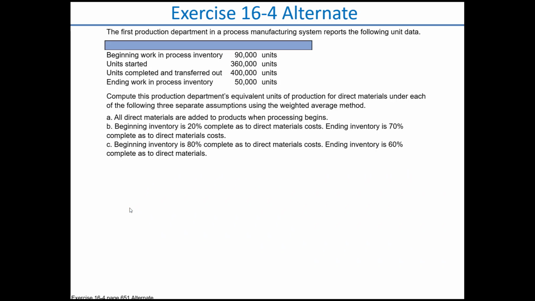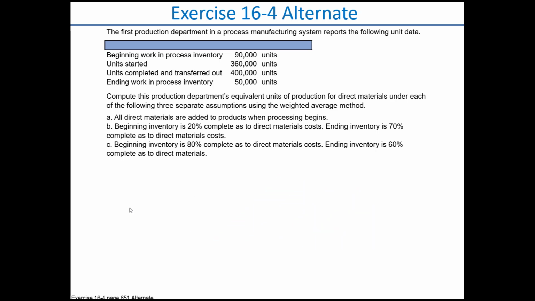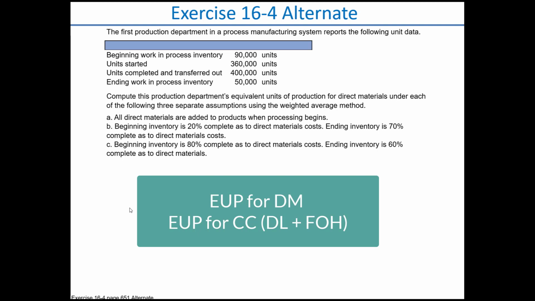And so we are going to look at something called equivalent units of production, which means that with the resources that they had for the period, they would have been able to complete X number of fully completed units. Also, we will look at direct materials and then conversion. So you learned about conversion cost in Chapter 15. Remember that conversion is equal to direct labor and factory overhead.